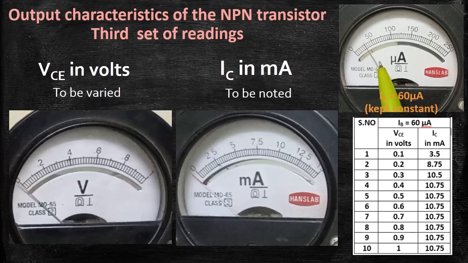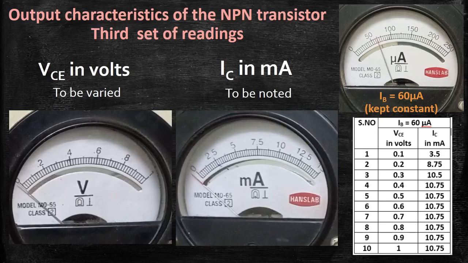It should be kept exactly at 60 microampere. It is kept exactly at 12th division. Okay, look at the reading. 12 into 5 is equal to 60 microampere. Throughout the experiment, the IB value 60 microampere should be kept constant. Okay.